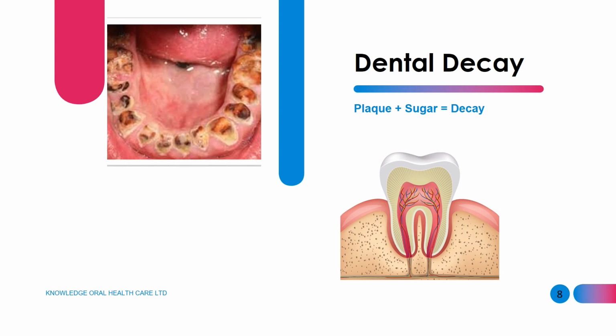Now the two components required for decay to occur are the presence of plaque and sugar. If plaque is left on the teeth, every time food is consumed that contains sugar, it turns the plaque to acid, and gradually over time it softens and erodes the enamel to cause a hole in the tooth.